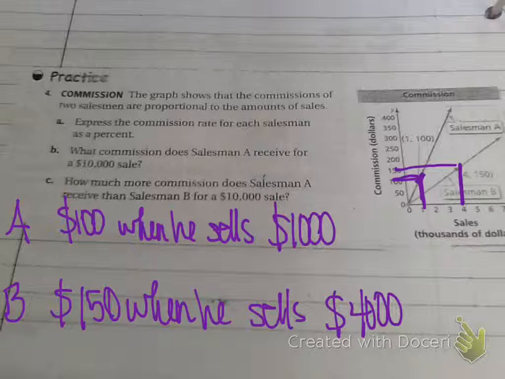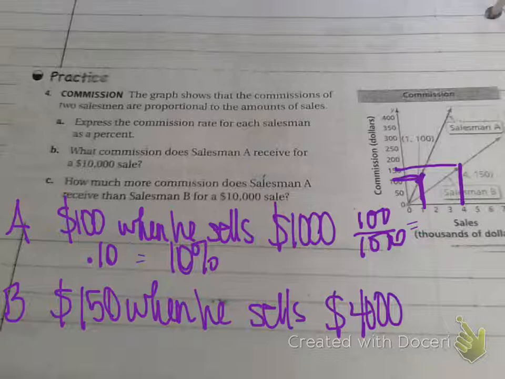So to rate those as a percent, we would say $100 out of 1,000. If I divide that out, I would get 0.1 or 0.10, which would be 10%.